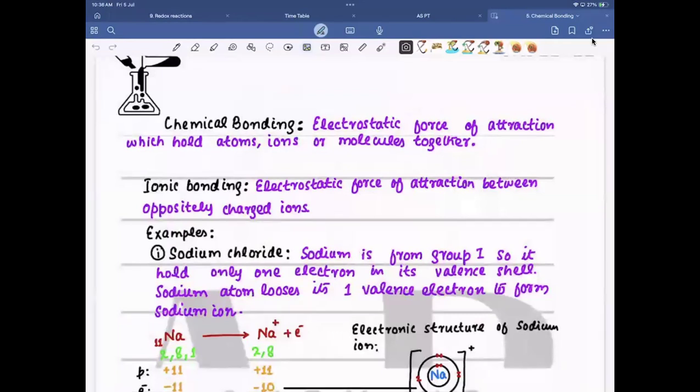When we talk about a chemical bond, it means we are talking about electrostatic forces of attraction which hold atoms, ions, molecules together, because chemical bond is the general term which refers to all types of bonds, whether between atoms, between ions, or between molecules. Is this clear?